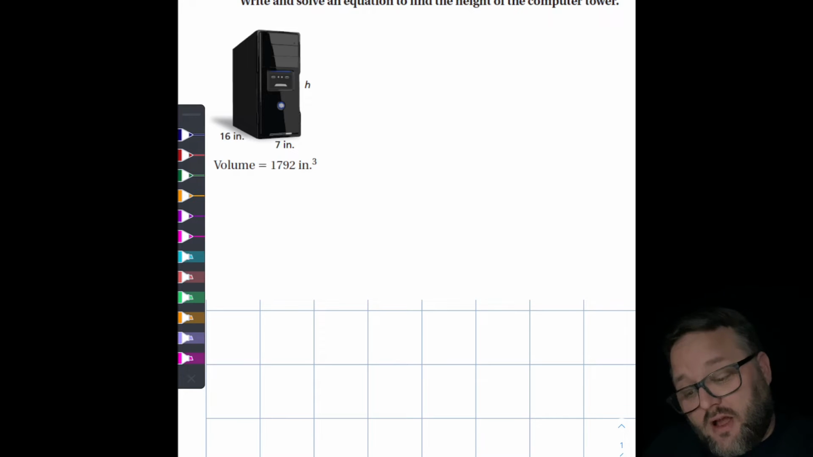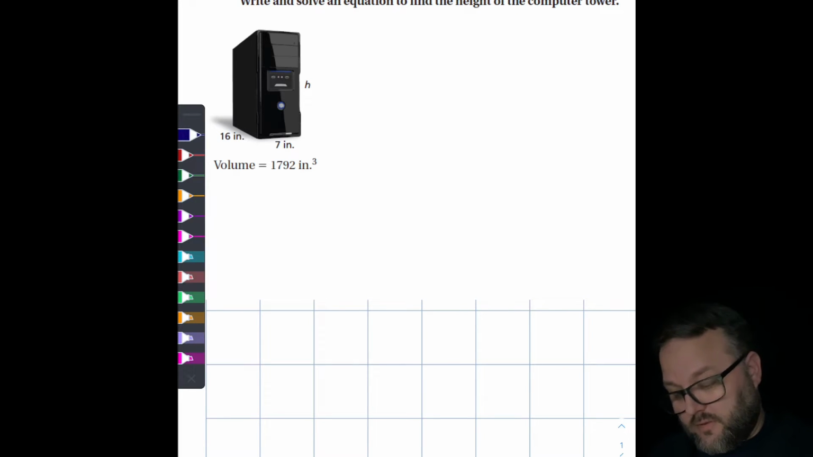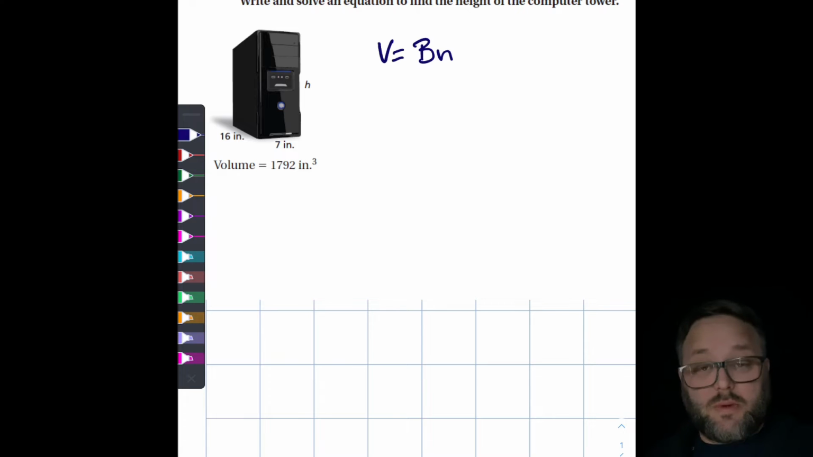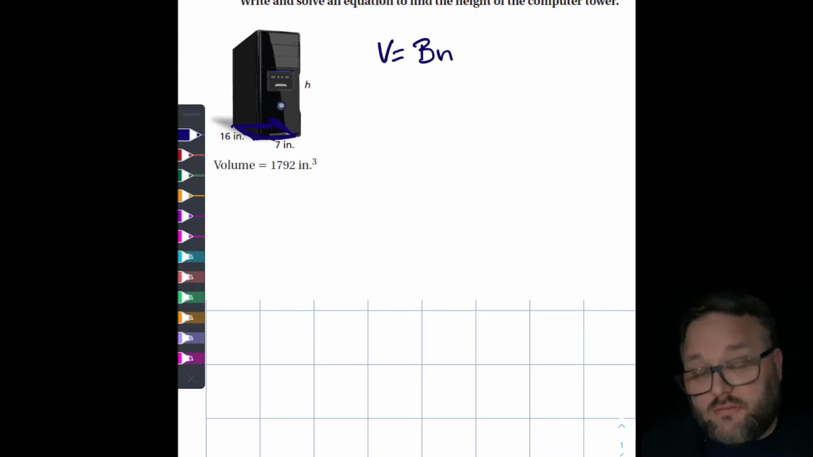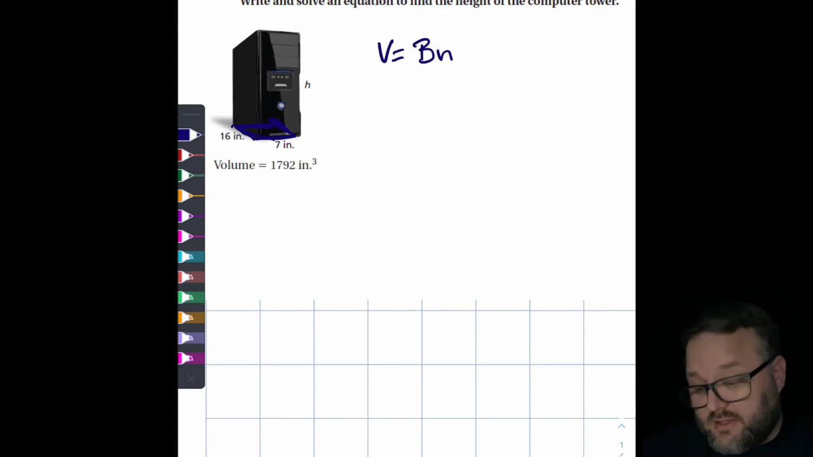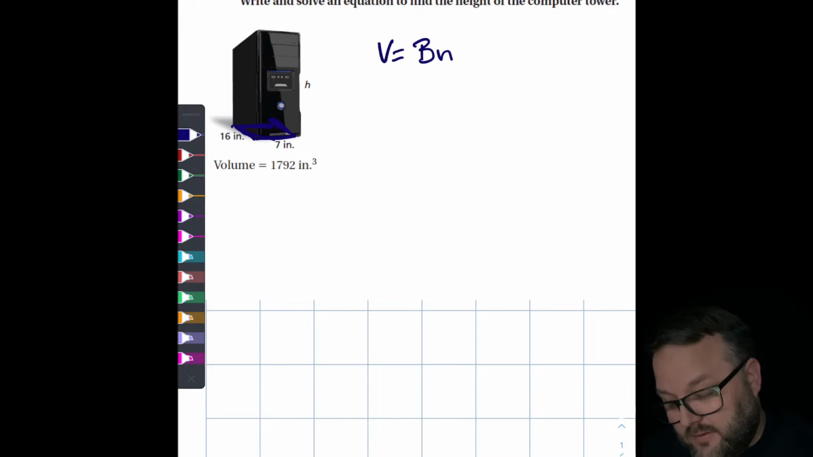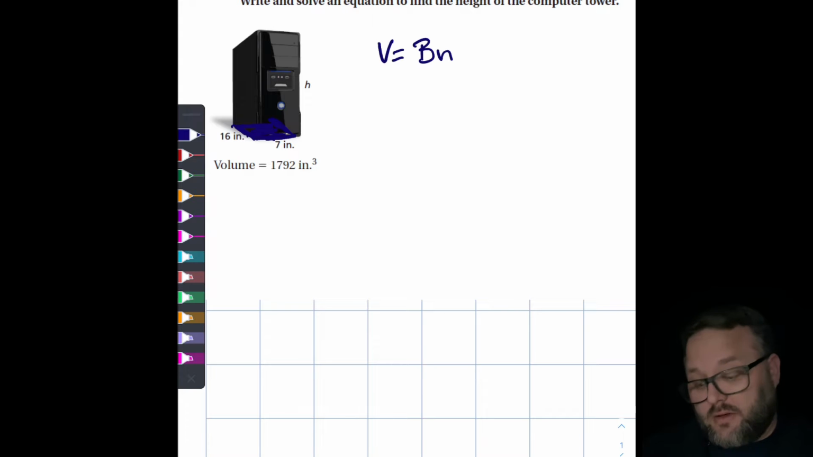Write and solve an equation to find the height of a computer tower. In this case, it's just the height. What we do know is that volume is equal to the area of my base times my height. The area of my base is the same as my top, because the base is what it's sitting on, and the shape of what it's sitting on is a rectangle. We can see that because this is a rectangular prism. So I need to find the area here. The good news is I have that. The bad news is I'm trying to find the height, so I can't just substitute only on the right-hand side.